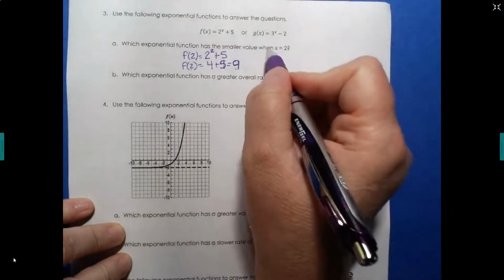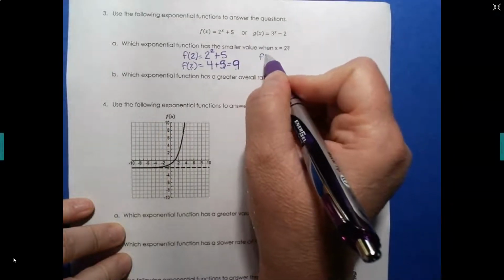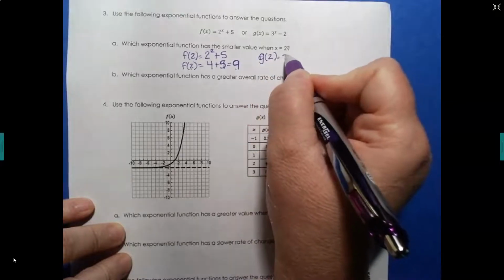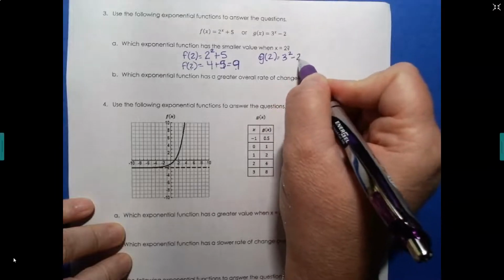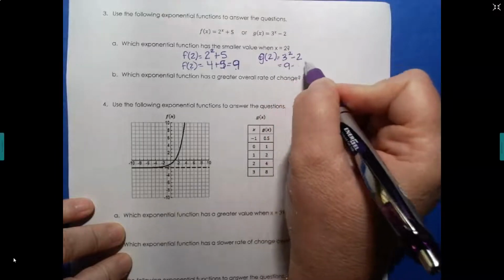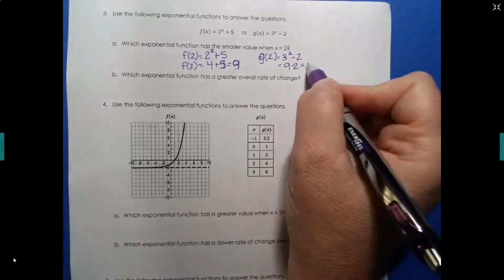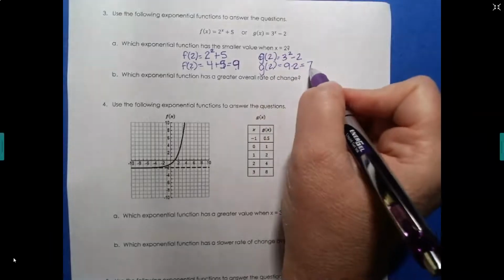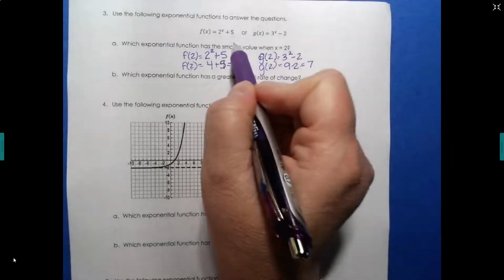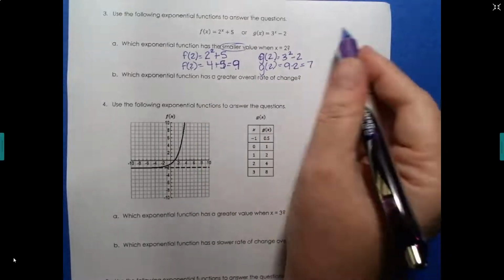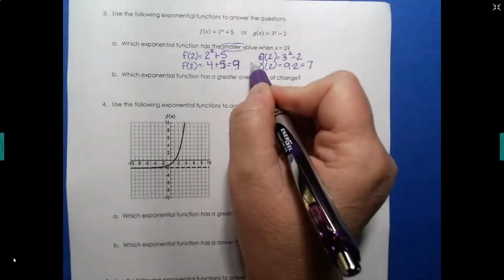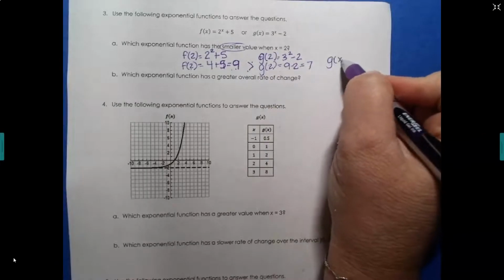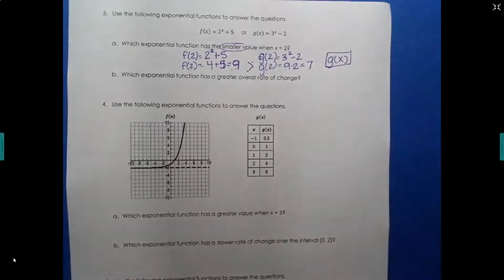Let's find out for the other. We want to plug in 2 here. So we have 3 squared minus 2. 3 squared is 9 minus 2 is 7. So if your x is 2, your y is 7. And I want to know who has the smaller value when x is 2. 7 is less than 9. So g of x has the smaller value when x is 2.